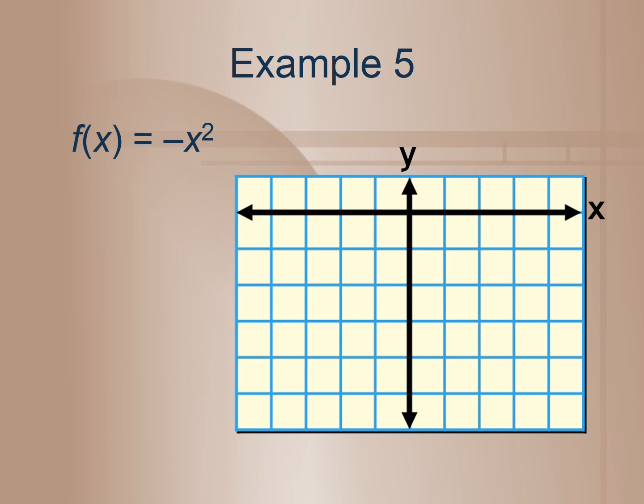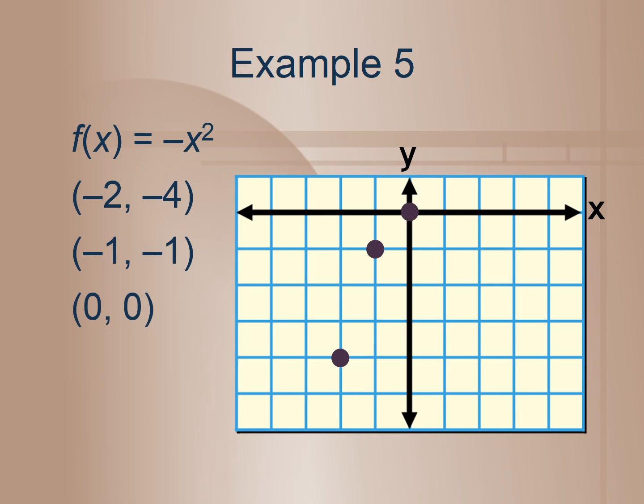I like to pick a couple of negatives, 0, and a couple of positives. So let's start with -2. -2 squared is 4, and then the negative gives -4. So I plot that. -1 goes to -1, 0 goes to 0, 1 goes to -1, I'm sorry, and then 2 goes to -4. So I get a graph that looks like that. Because they didn't specify my domain, my domain is all real numbers.